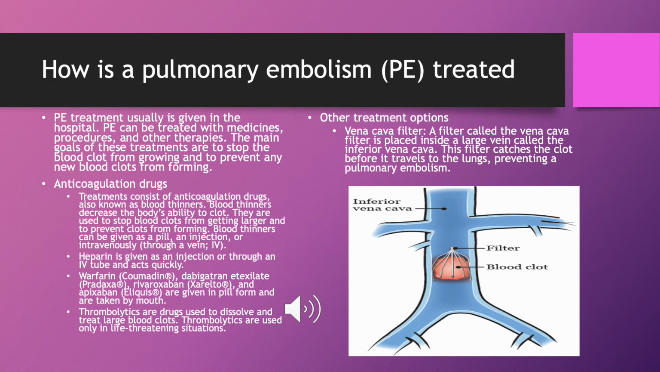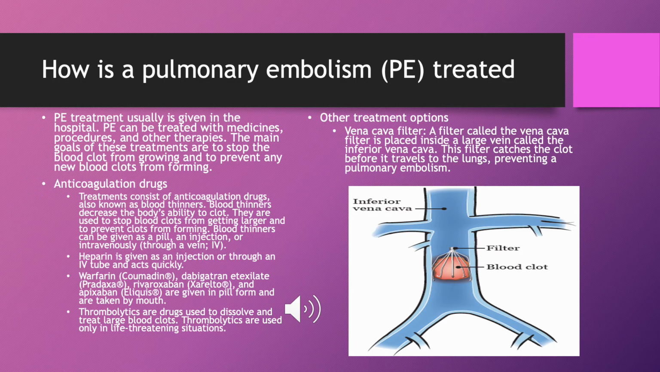One example is heparin, which is usually given in an injection or through the IV, and it acts very quickly to help thin the blood and to help prevent the clots from growing larger or new clots from forming. As they progress and get to a therapeutic level, they will move on to pill forms such as warfarin or Coumadin, and things of that nature. There are thrombolytics that are also drugs used to dissolve or to treat large clots. Those are usually used only for life-threatening situations.